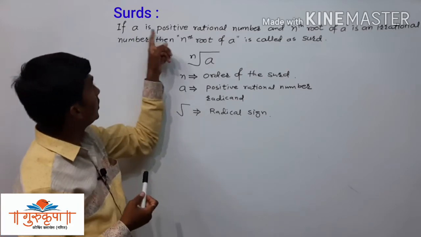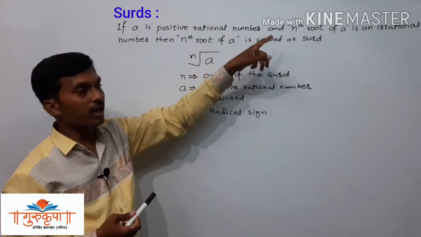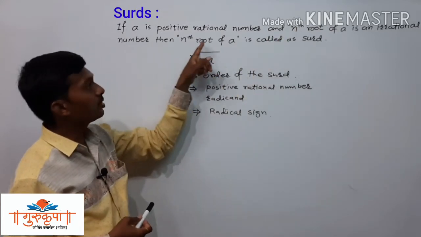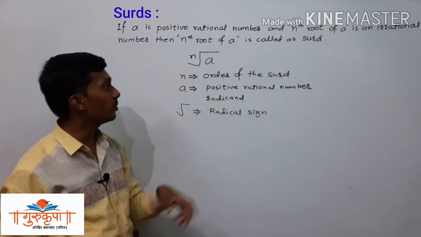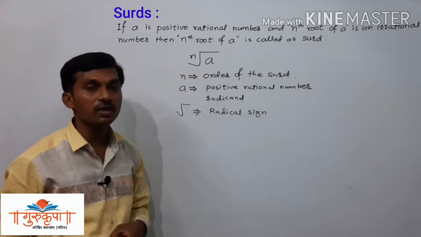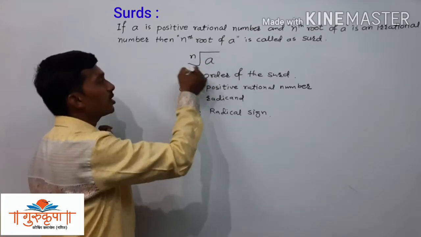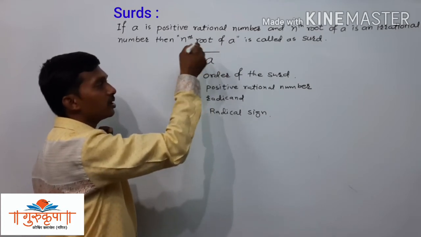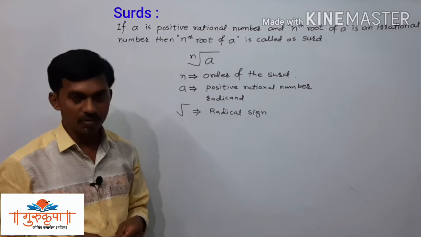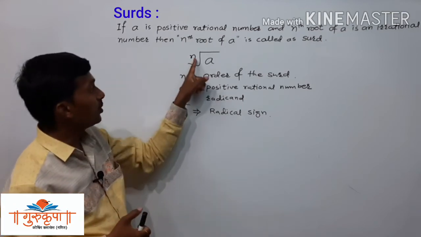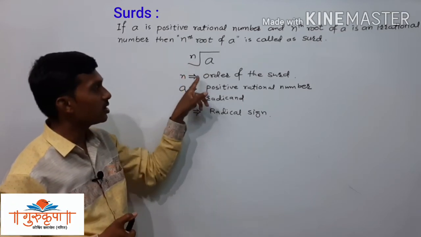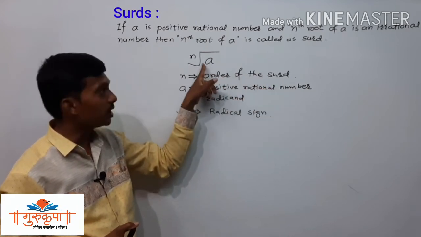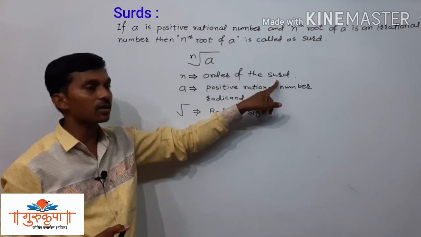Here if a is a positive rational number and the nth root of a is an irrational number, then the nth root of a is called a surd. If this nth root is an irrational number, then it is called a surd. Now here we have n, and what is this n? n is called the order of the surd. If it is a surd, then n is called the order of the surd.